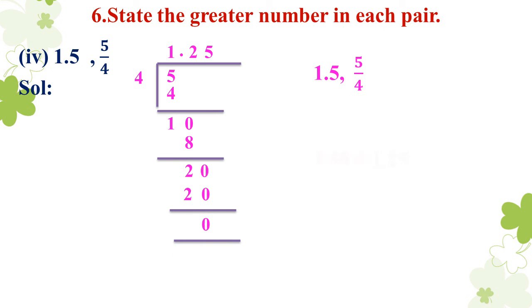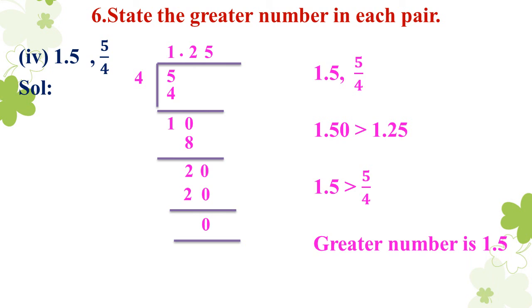So 1.5 and 5 by 4, that is 1.25. 1.50 is greater than 1.25. So 1.50 is the greater number. 1.5 is greater than 5 by 4.